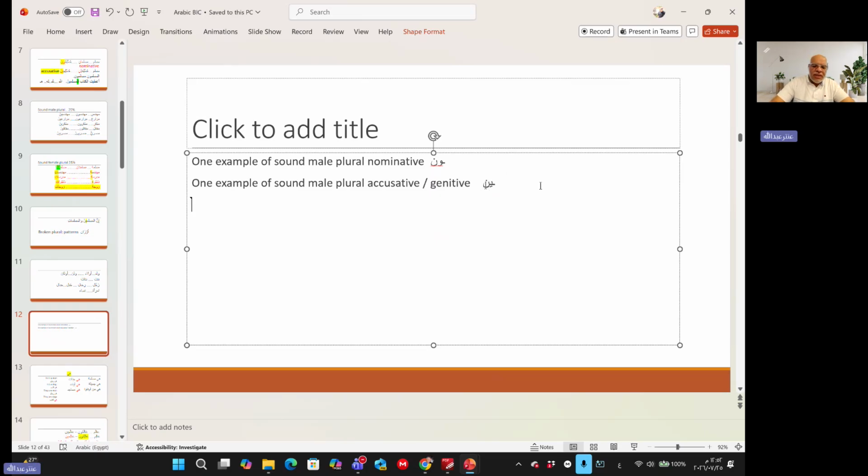Third, get one example of a sound female plural nominative, which means that it will end in alif ta with a dhamma or tanween. Then get one sound female plural that is accusative or genitive.